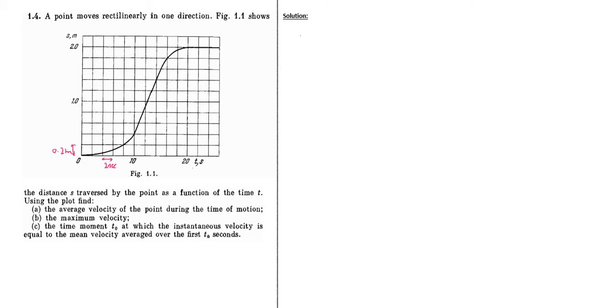Okay, we need to find out the average velocity of the point during the time of motion. What is average velocity? Average velocity is total distance traveled divided by total time. So if you see, the particle is continuously moving up to this point. After this the distance will remain constant, it is not increasing. So here we will take this point as the final point.